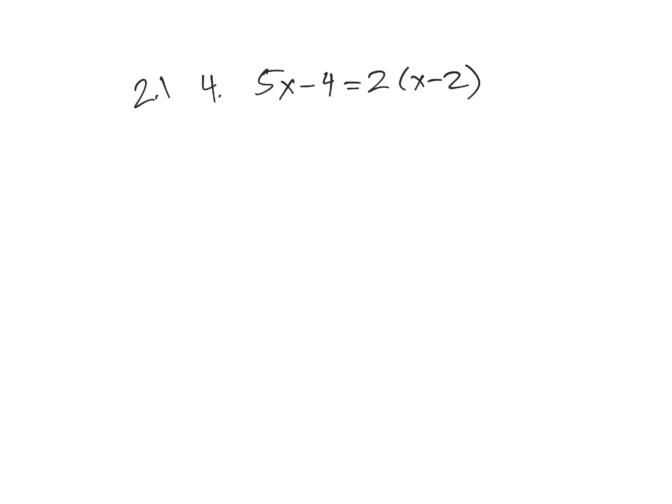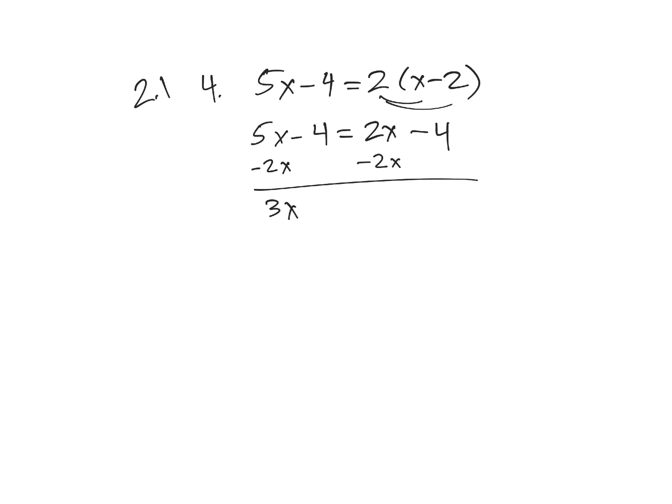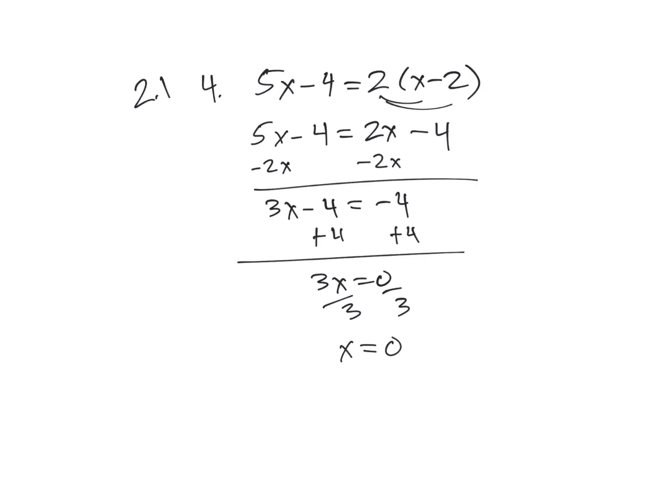Okay, so solve. You could start the recording here. So you distributed. Now get all your x's on one side. So 3x minus 4 equals negative 4. We add 4 to both sides, and 3x equals 0. And 0 divided by anything is still just 0. So x is equal to 0.